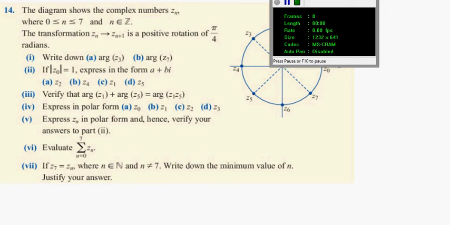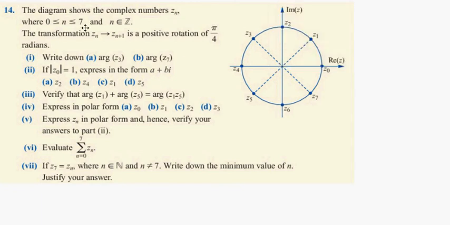Guys, the diagram shows a complex number Zn where 0 is less than n is less than 7. Okay? Now it shows a diagram of these complex numbers. The transformation Zn onto Zn plus 1 is a positive rotation of pi over 4, pi over 4 being 45 degrees. Okay?